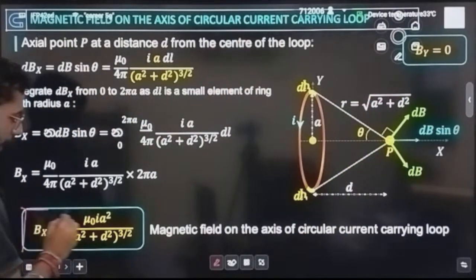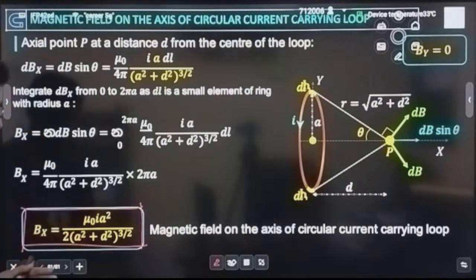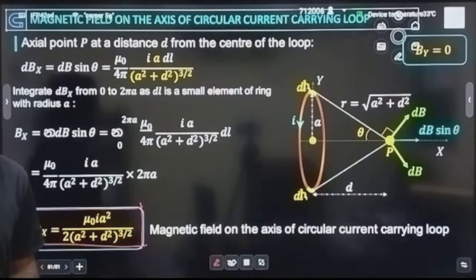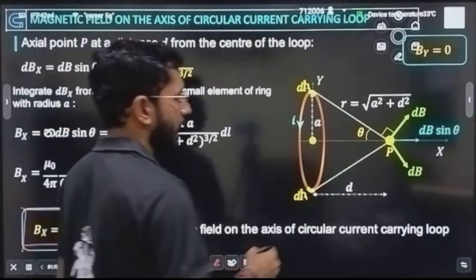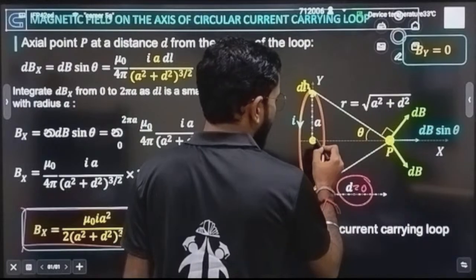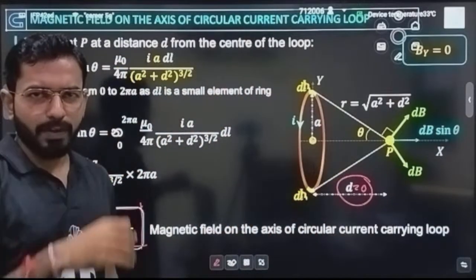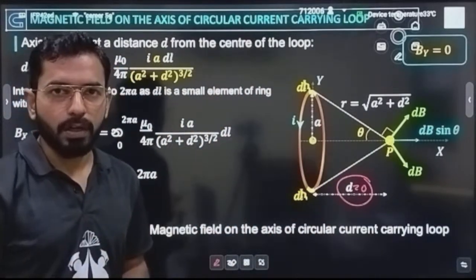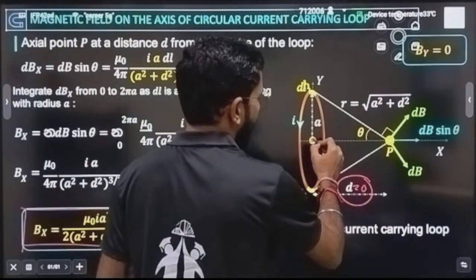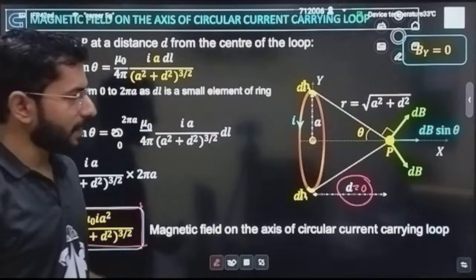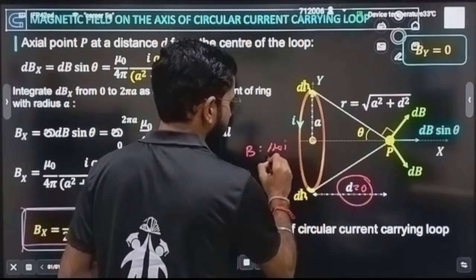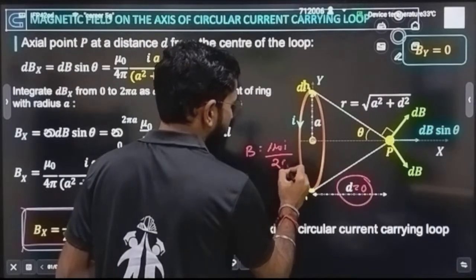B in the x direction is equal to mu naught I a square divided by 2 times (a square plus d square) power of 3 by 2. Now you can cross-check it also. What if this d is equal to 0? If d is equal to 0, you are again at the center point of the circular wire. Is it clear? If d is equal to 0, I already know that it is mandatory for this to be equal to mu naught I divided by 2a.